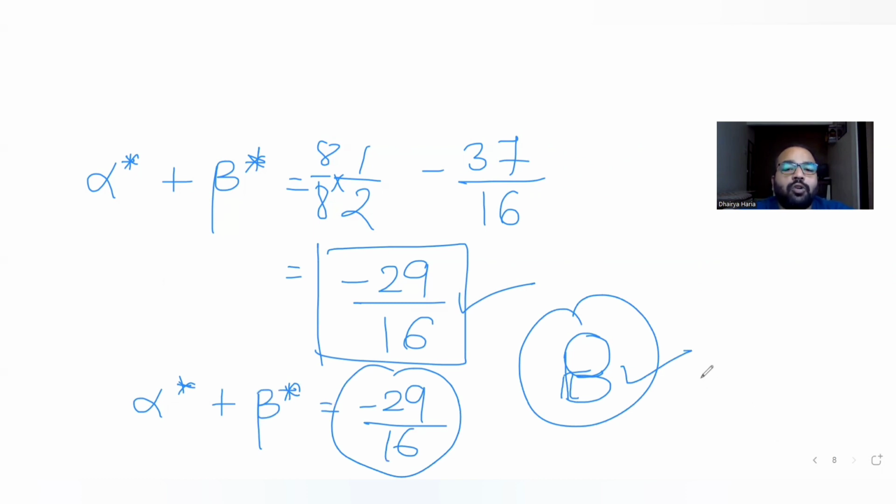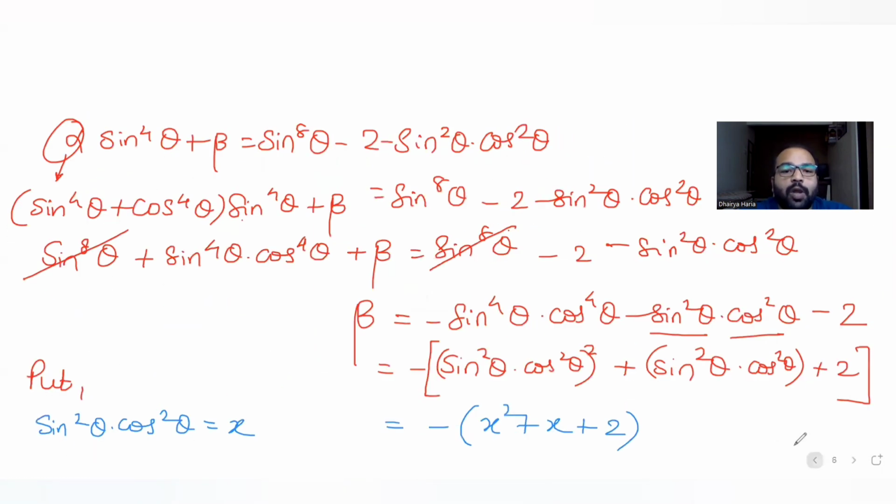I hope you understood how to solve this type of question where the minimum is asked for the angles going from 0 to 2 pi. Right?